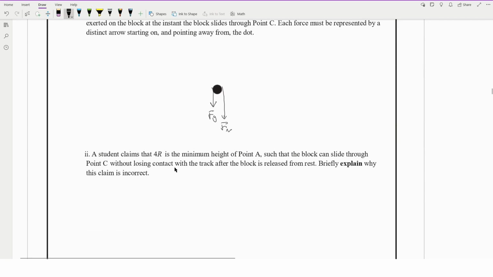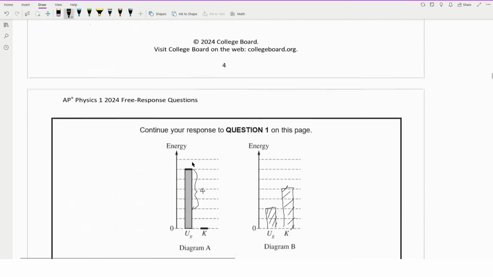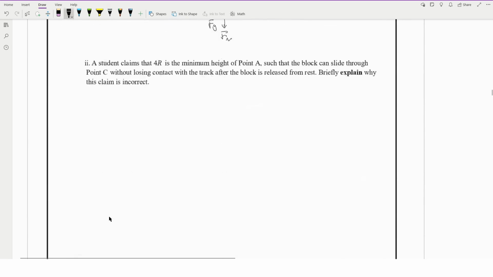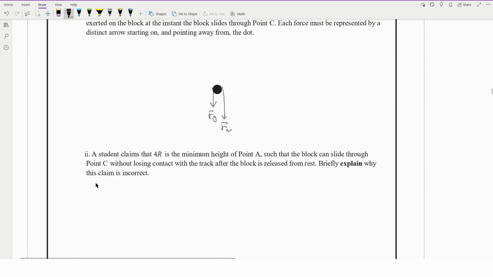Okay. A student claims that 4r is the minimum height of point A, such that the block can slide through point C without losing contact with the track after the block is released from rest. Briefly explain why this claim is incorrect. So, at point A, if that is 4r, then the total mechanical energy would still be only the gravitational energy, and it would now be m times g times 4r.